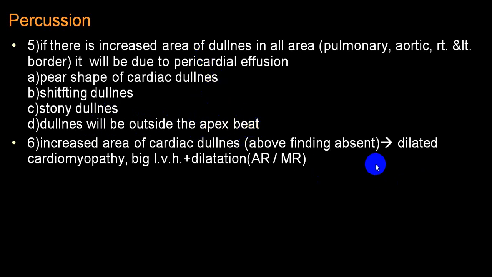And if you get dilated cardiomyopathy or big LVH because of AR and MR, then in that case the apical impulse and dullness will correlate. There will be no dullness outside the apical impulse, and it will be normal dullness, not stony dull.